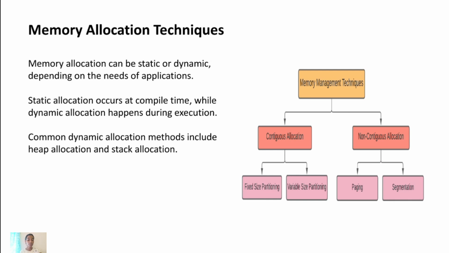Here are the memory management techniques. The two types of memory management techniques are continuous allocation and non-continuous allocation. Here are the two types of continuous allocation: one is fixed size partitioning, and the other is variable size partitioning. In non-continuous allocation, there are two types, that is paging and segmentation.